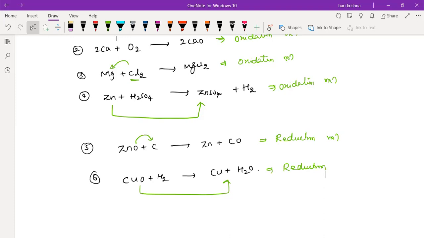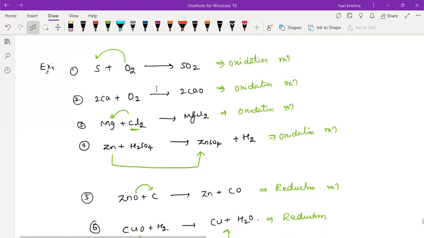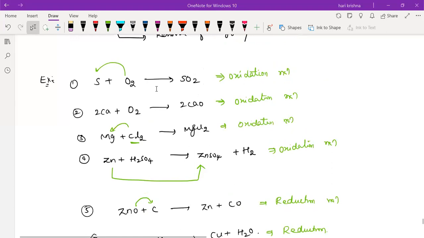I'll teach you the redox reactions, and with that I'll explain the remaining topics. The third one is a combination reaction, correct? The second one is also a combination reaction. The first one is also a combination reaction.